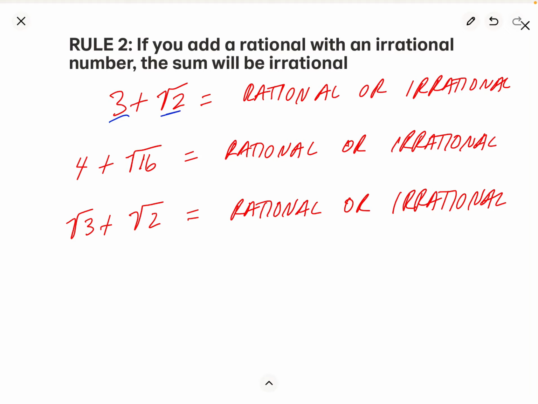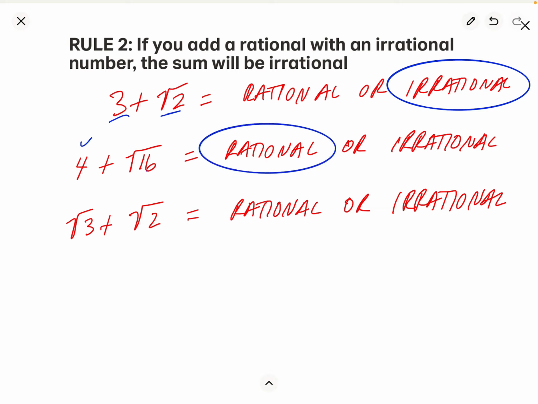So look at the second example. So this one would be irrational. Now, 4 plus the square root of 16. What you should see is that this 4 is a rational number, but this right here is a perfect square, so this is also going to be a rational number. When you add two rational numbers together, you can only get a rational number. So even though this has a square root, it's still a rational number because this is a perfect square, okay? So that's kind of a trick. You should always be looking for perfect squares whenever you're trying to determine whether something is rational or irrational.